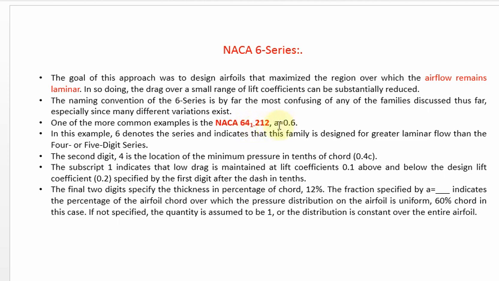Here you have to remember the A value equal to 0.6, because the A value is very important. Depending upon the A value only, the thickness is located. So we will see one by one how each digit is explained. In the example, the 6 denotes the series and indicates this family is designed for greater laminar flow. Previously the 1 series identified the lift coefficient; the 6 series is used for greater laminar flow. That is why they call it a 6 series.